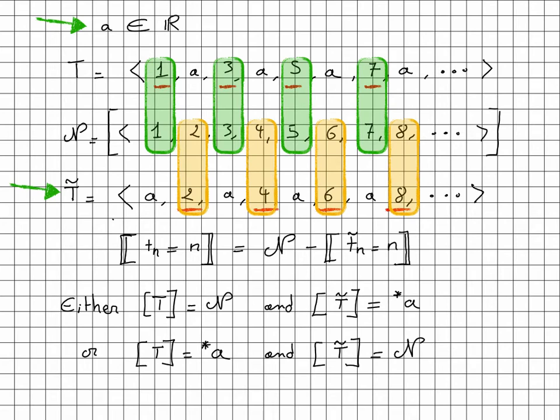So this is telling us that either the equivalence class of t is N and the equivalence class of t tilde is star a, or the equivalence class of t is star a and the equivalence class of t tilde is N. But here we don't have two limited numbers, we have on one side an unlimited number, capital N, and on the other side star a, which is a limited number.